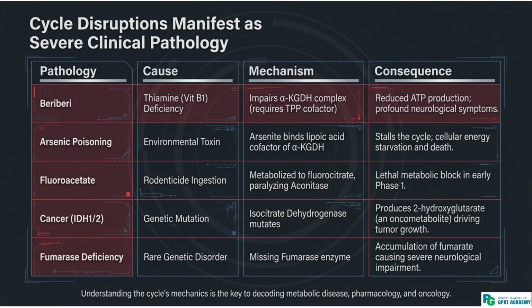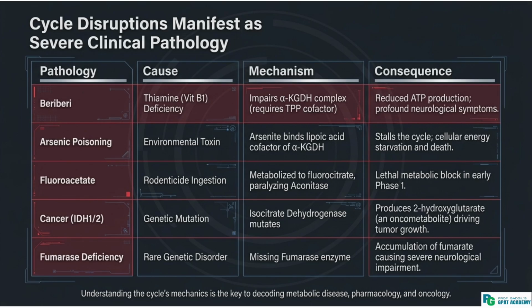Next is the arsenic poisoning. Arsenite binds to the lipoic acid cofactor of the alpha ketoglutarate dehydrogenase, inhibiting the cycle. Next is the fluoroacetate, or rodent poison that is metabolized to fluorocitrate, a potent inhibitor of the aconitase.